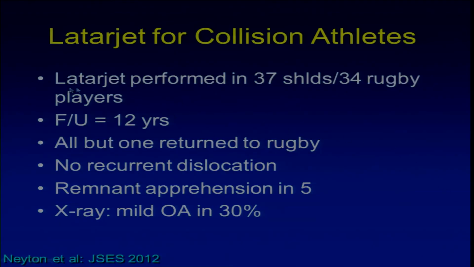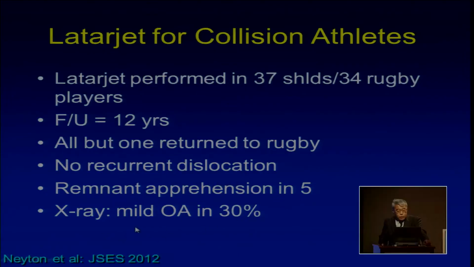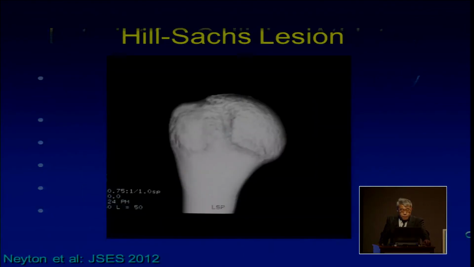They performed Latarjet procedure in 37 shoulders, all rugby players. They followed up for 12 years, and all but one returned to rugby, no recurrent dislocation. It's an amazing result. And the remnant apprehension in 5. X-ray shows mild osteoarthritis in 30%, which is not significantly different from the background osteoarthritis prevalence.